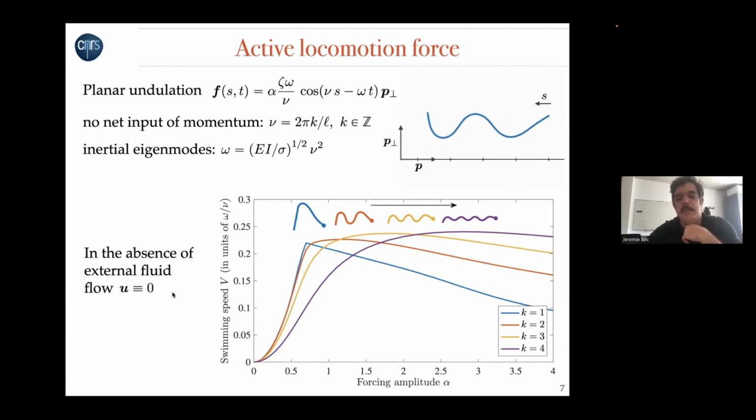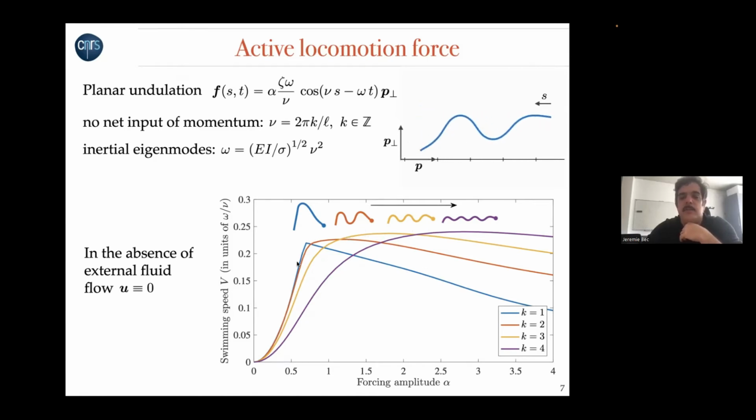Of course, there is a fluid at rest surrounding the fiber, and what's happening is that because of the interplay between the forcing, the tension, and this viscous friction with the external fluid, the fiber will be set into motion. And what you see is that the swimming speed as a function of the forcing amplitude has this kind of shape. So these are for different values of the wave number of the waves, from k equal 1, k equal 2, k equal 3, k equal 4.